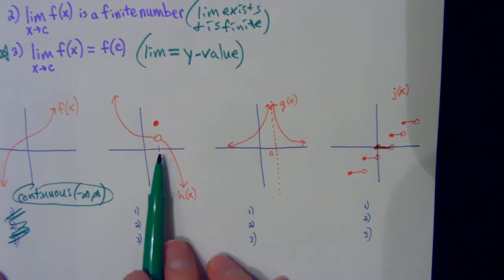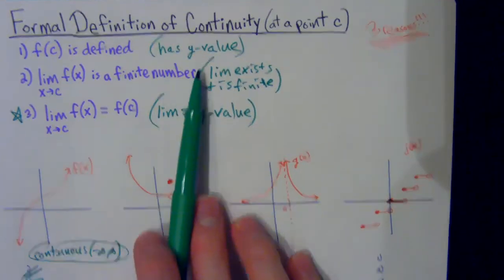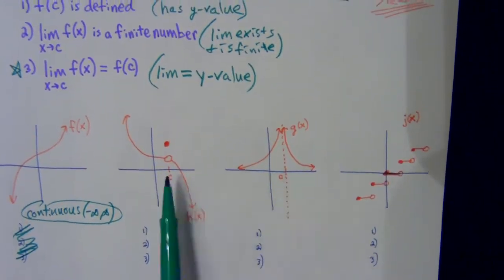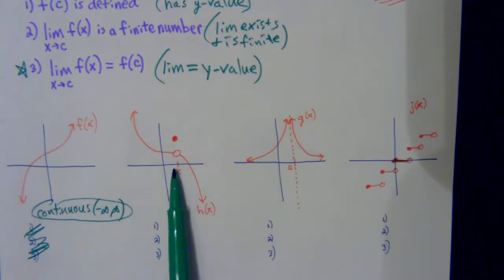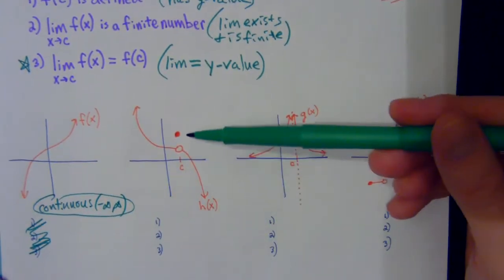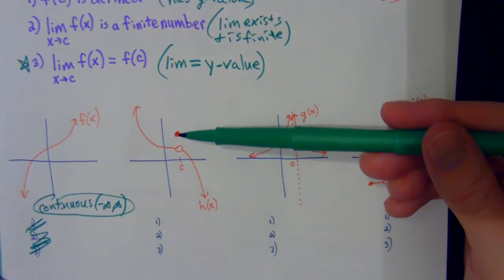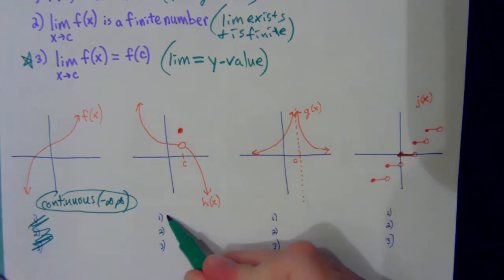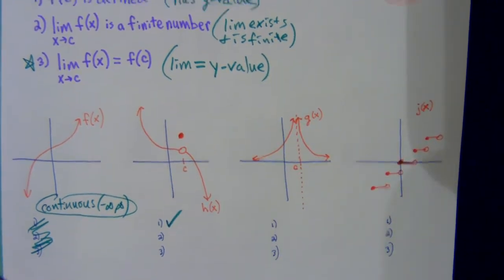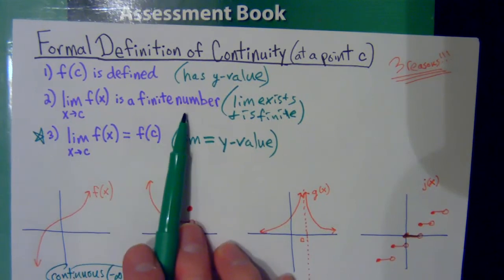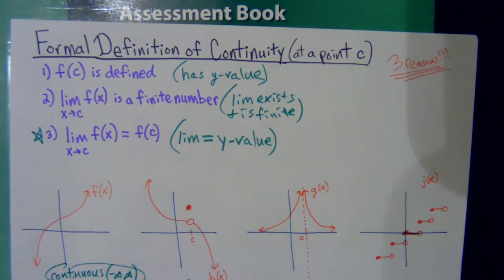So first of all, if I said, okay, number 1, does it have a y value? Everywhere, all right? So I'm just talking about at point c. So at point c, if I said, does it have a y value? You should hopefully tell me, yes, it does have a y value. There's a closed dot right there. So yes, that first one is satisfied. This one says the limit as x approaches c is a finite number. So the limit exists and it's finite.